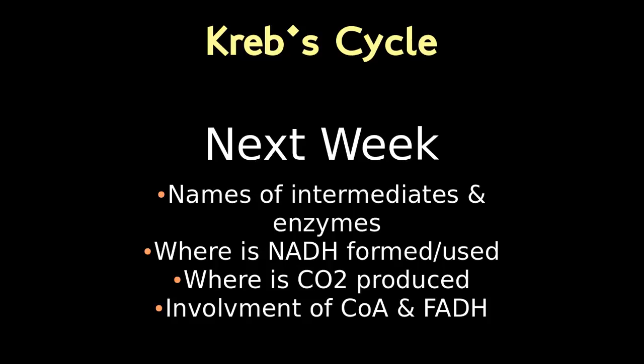We're now going to go into the Krebs cycle. Now, next week, the quiz will be over the Krebs cycle and probably the electron transport chain, depending on how much of the electron transport chain we're going to get through. And again, it's going to be kind of similar. What are the names of the intermediates and enzymes? Where is NADH formed and used? Where is CO2 produced? And what kind of involvement do you have of coenzyme A and FADH, which we'll talk about here in a moment.